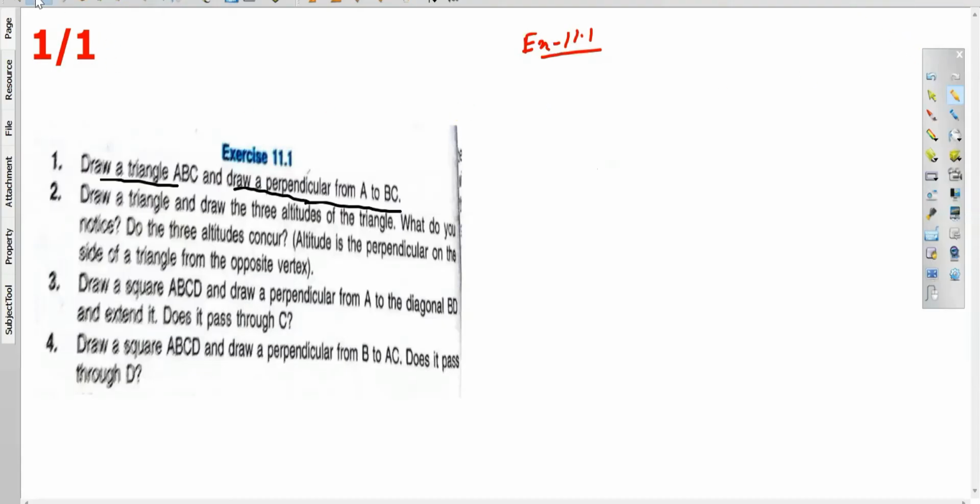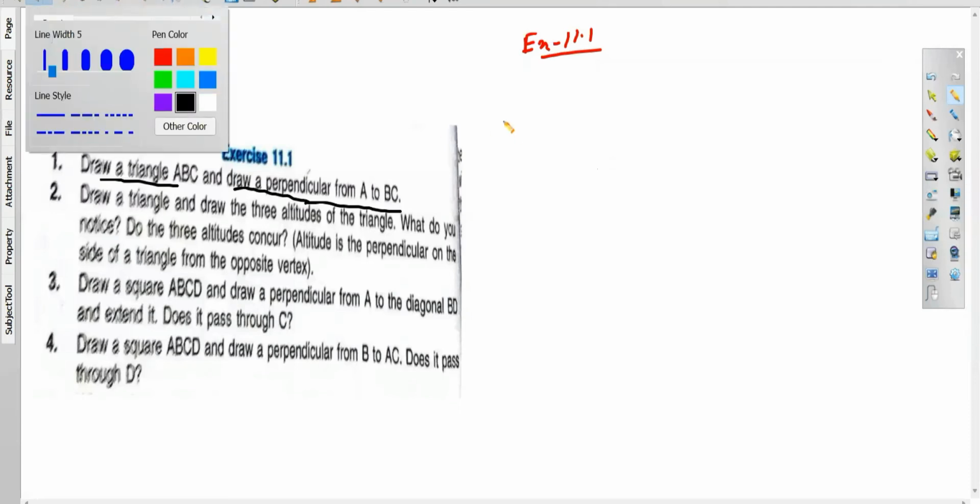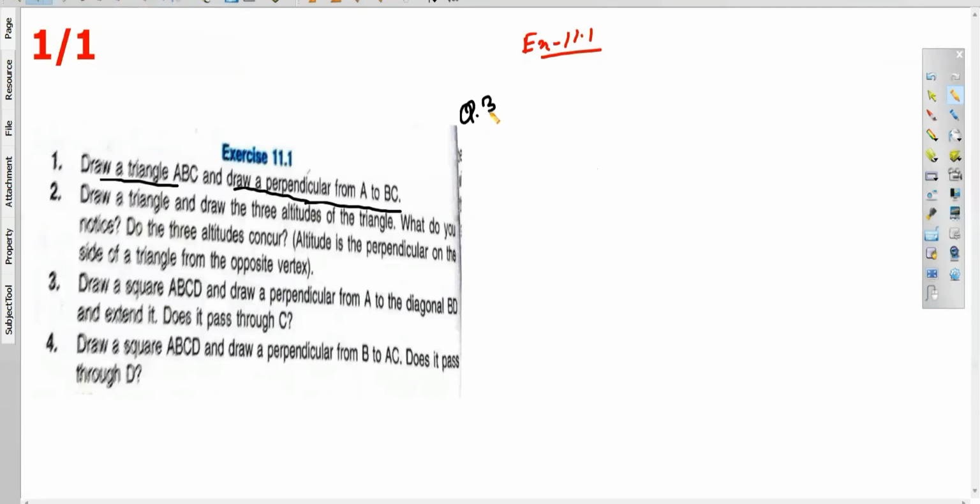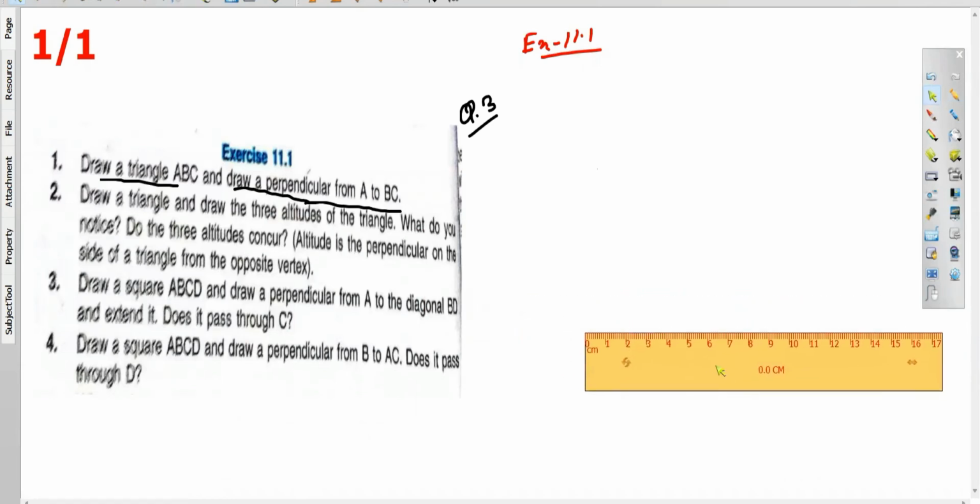Now we will do question number 3. What is question number 3 saying? Draw a square ABCD and draw a perpendicular. Draw a square ABCD of any measurement of your own choice. So suppose we are drawing a square of each side 5 centimeter.